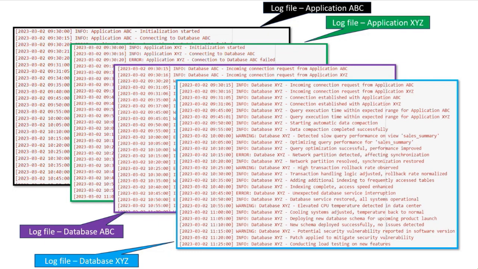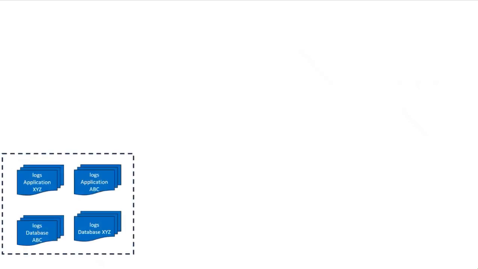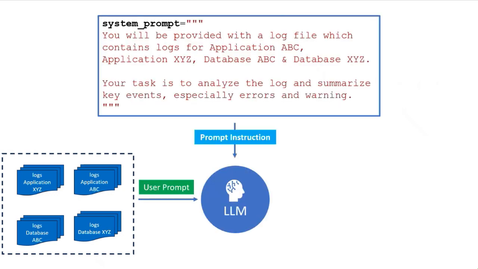Now, analyzing these log files can be a tedious task, which can be streamlined through automation by leveraging a language model with prompt engineering. Here is how you could set it up. Gather all logs from application ABC, application XYZ, database ABC, and database XYZ into a single repository. Then create a prompt instructing the language model to analyze these logs for health monitoring. And finally, evaluate the response generated by the language model. Okay, so let us try to implement this in real code.